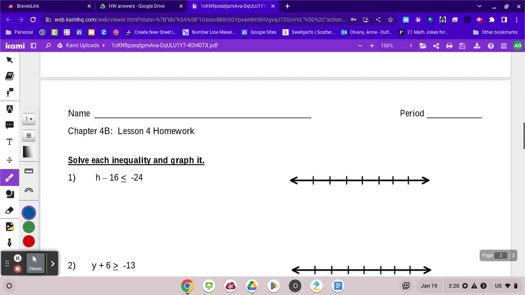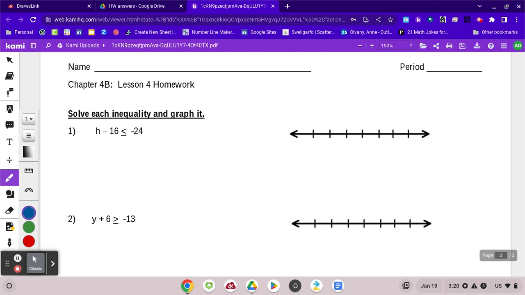Okay. Number 1, I see a variable and an inequality sign. I'm going to split and take the inverse by adding 16 to both sides. That gives me h. I'm going to bring down that inequality symbol, is less than or equal to -8. You can type that right into your calculator, -24 plus 16. Now, there's more than one answer, anything that is less than or equal to -8. So we're going to show a visual representation of that.